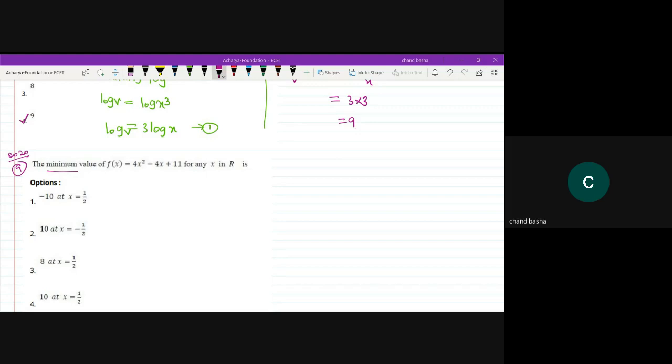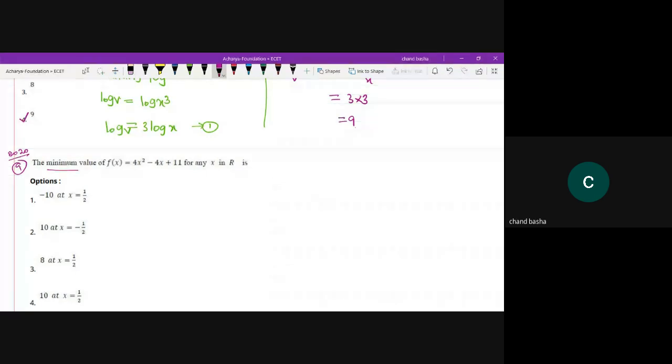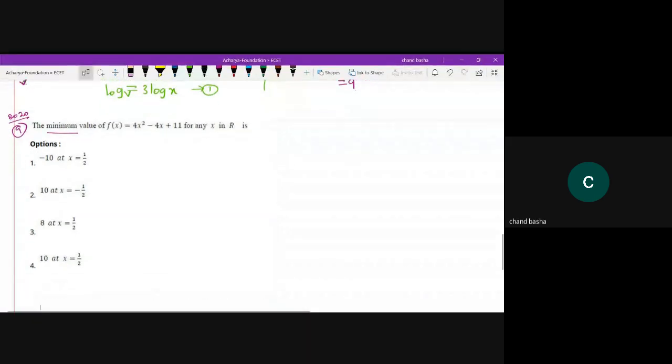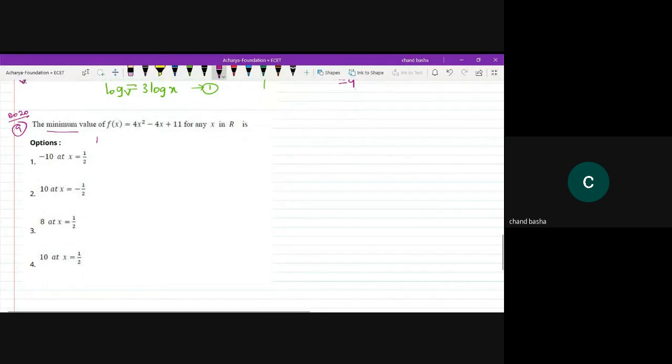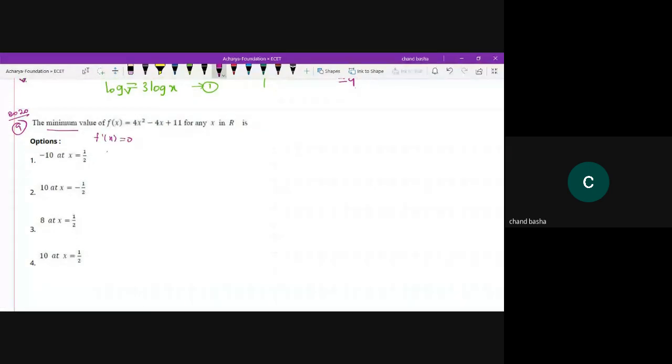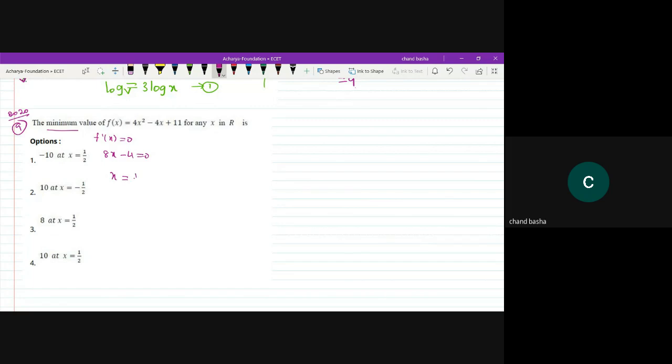Take f dash of x is equal to 0. X is 1 by 2, sir. 1 by 2 వస్తుందా x value? Very good. So when we do f dash of x is equal to 0, differentiation చేస్తే for minimum or for maximum, f dash of x value, it should be 8 times of x minus 4 is equal to 0. So x is equal to 1 by 2.